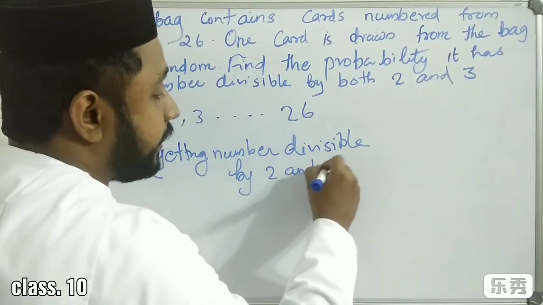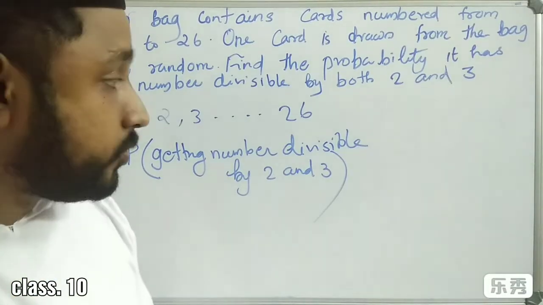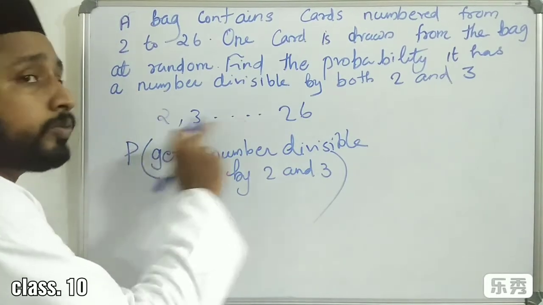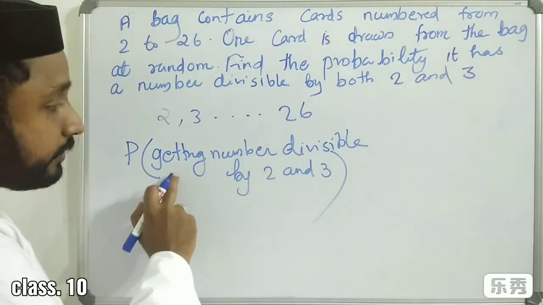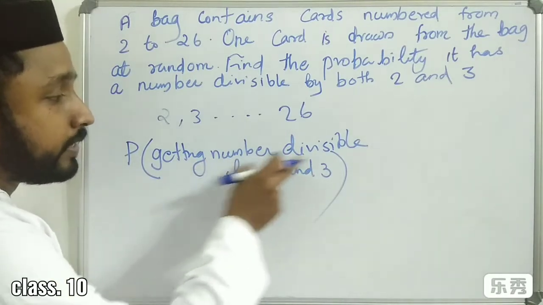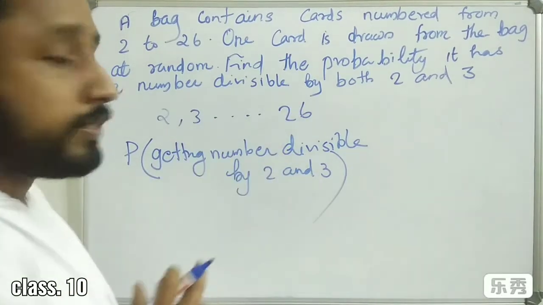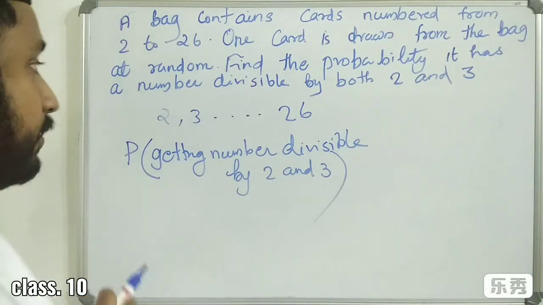We have to find probability of getting number divisible by 2 and 3. So the cards are numbered from 2 to 26. In these numbers, let us find which are the numbers divisible by both 2 and 3.